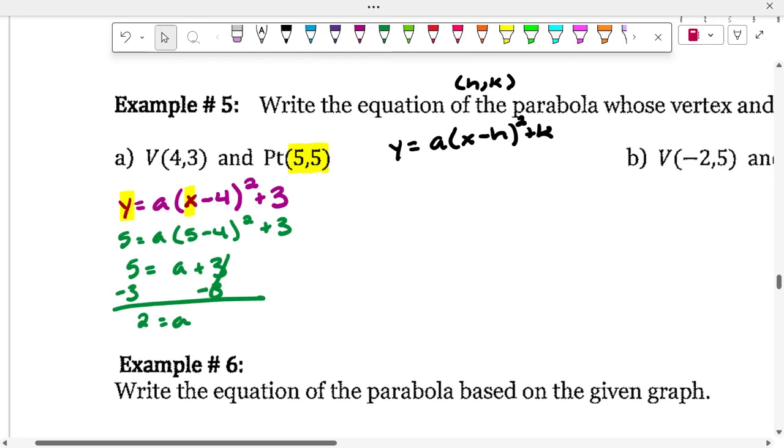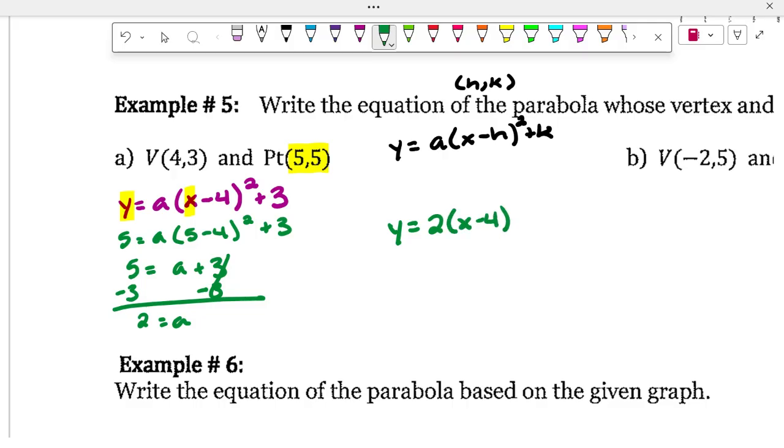So do not assume the a value is 1. Sometimes it's not. You have to always solve for a. So my final answer would be y is equal to 2 times (x minus 4) squared plus 3. Since they asked for vertex form, we can leave it like that.